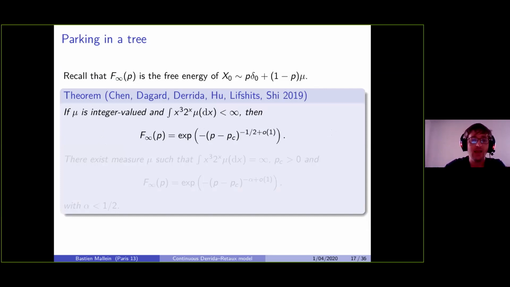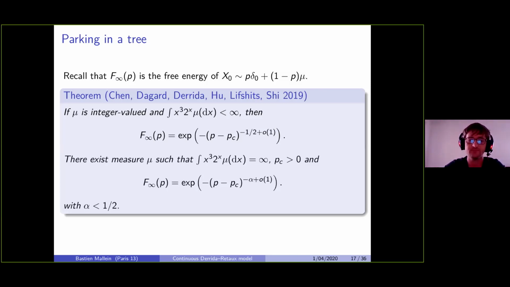And they showed that under some additional integrability condition, the expectation of x cubed 2 to the x, mu of dx, finite, then indeed you have this very smooth phase transition at the critical parameter. But the argument is just that it's exponential of minus (p minus pc) to the power half plus a little o of 1. So they didn't get the constant in front of e to the minus (p minus pc) to the half.